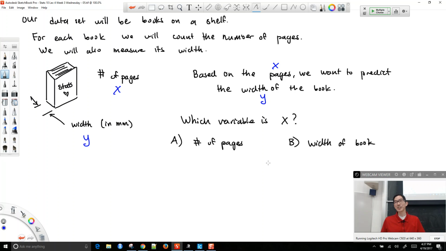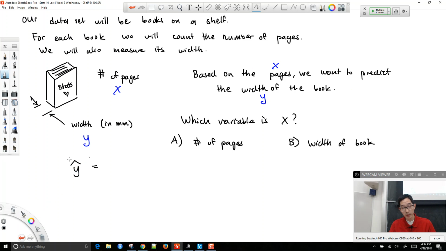All right, let me get your attention back. I'm happy you guys are meeting each other, but we do have a few things to talk about. We've determined which variable is x and which variable is y, because we are using x, the number of pages, to make a prediction for the width of the book.